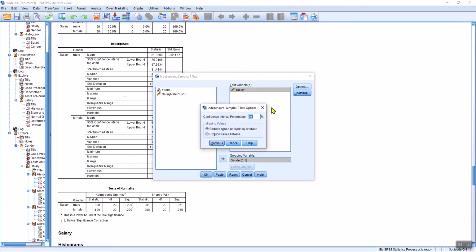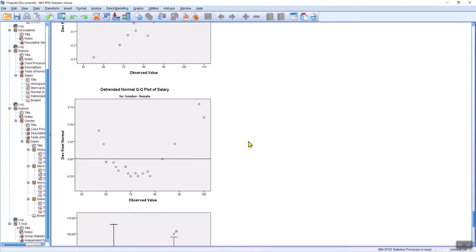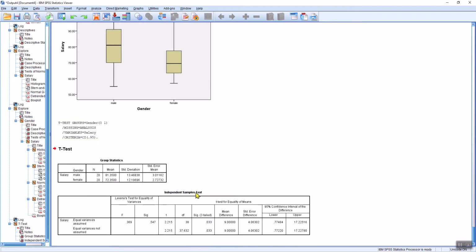I always look at options. There's really nothing here for the t-test. You automatically get the confidence intervals, but we don't. There's nothing here that we can select, and we don't need Bootstrap for this one. So you run it. That's from the previous analyses. We don't need that part. Here's the t-test, and what we're interested in is over here.